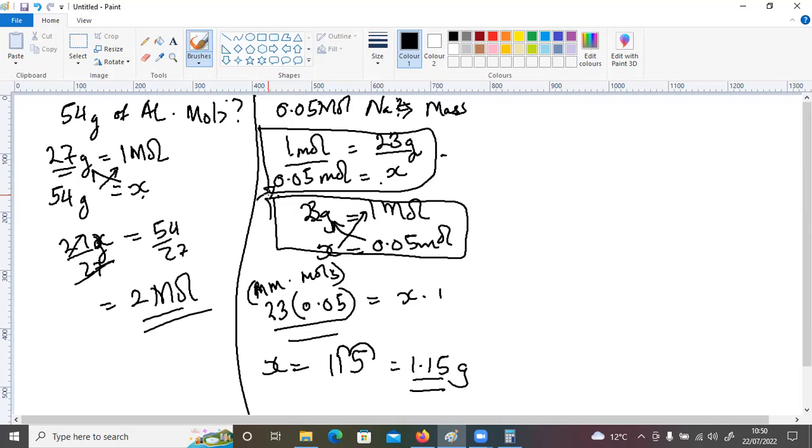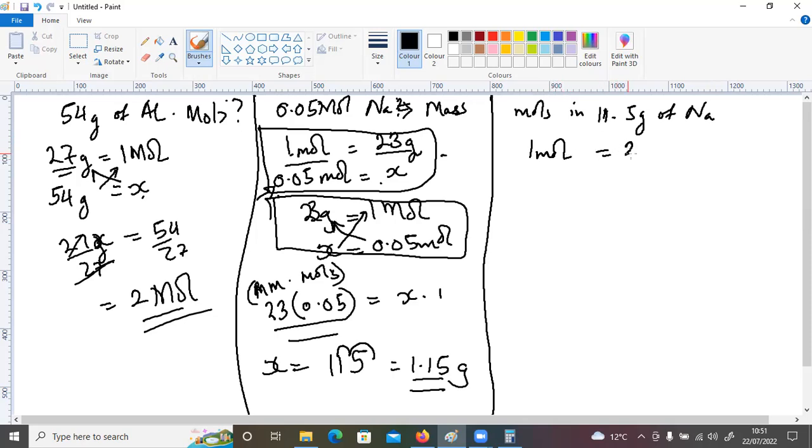Okay. I don't know what else can be asked there which can give you a problem. So again, I request you to go back to your textbook and attempt all those questions which are in there. There must be a lot of questions. How many moles in 11.5 grams of sodium? So I'll come here, I say I know that 1 mole of sodium is equal to 23 grams. What about how many moles are in 11.5 grams?